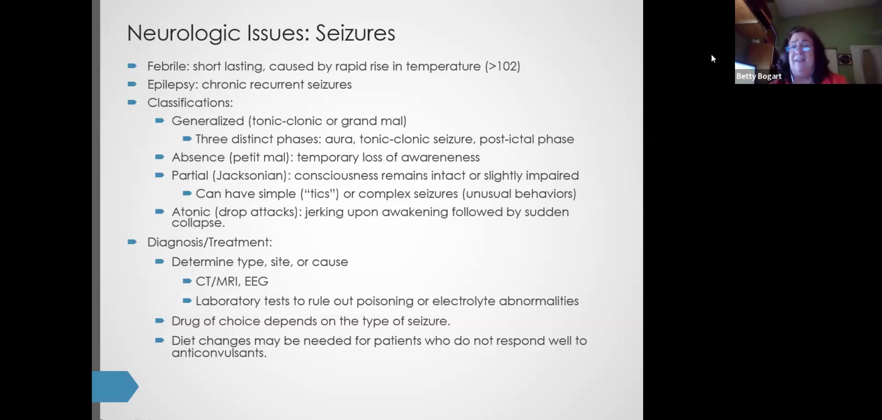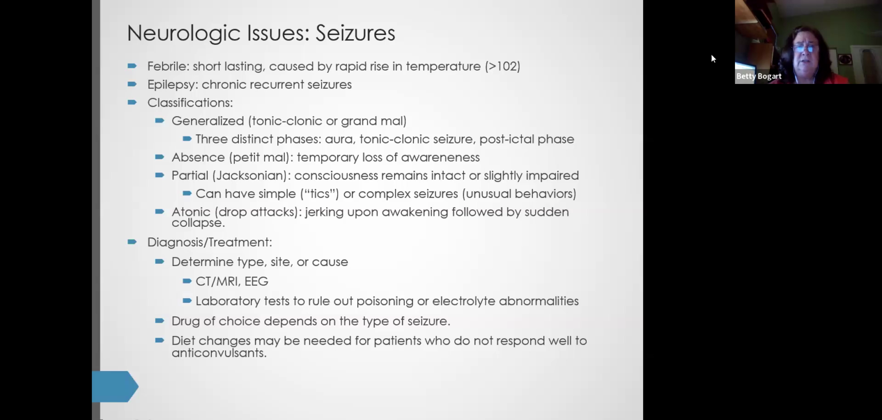Now, epilepsy is recurrent, chronic seizures. So you can have a febrile seizure, and it does not mean they're epileptic. That would have to be more seizures happening.